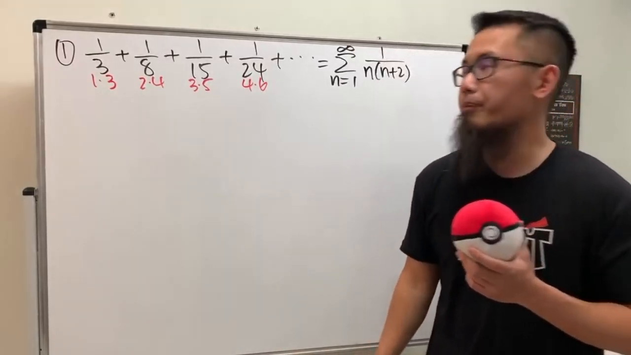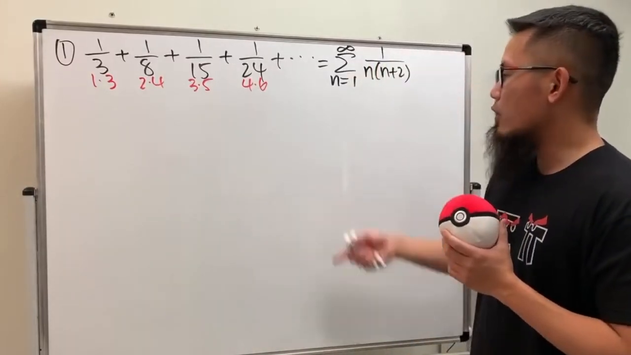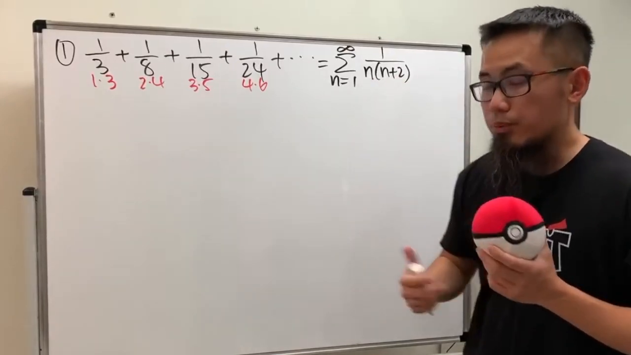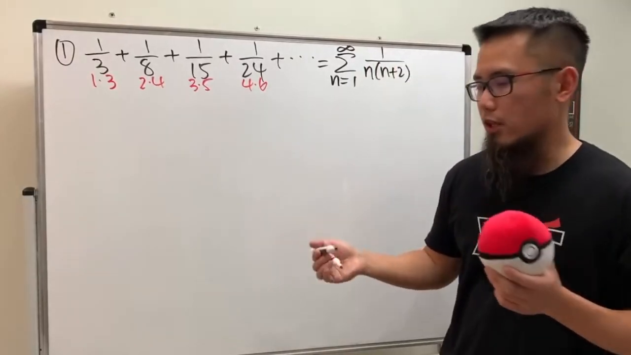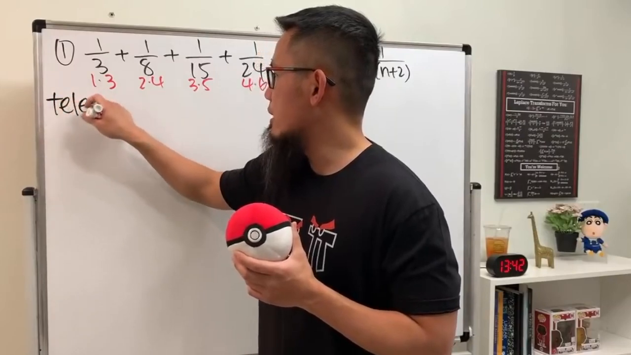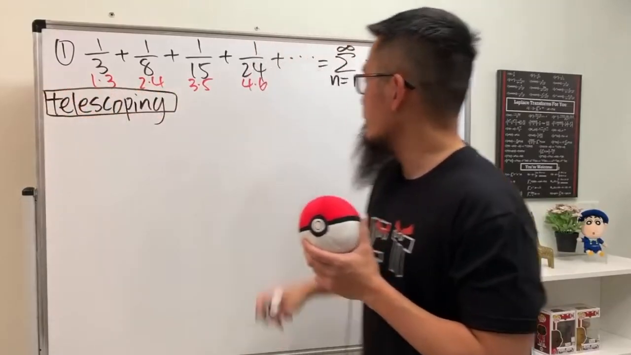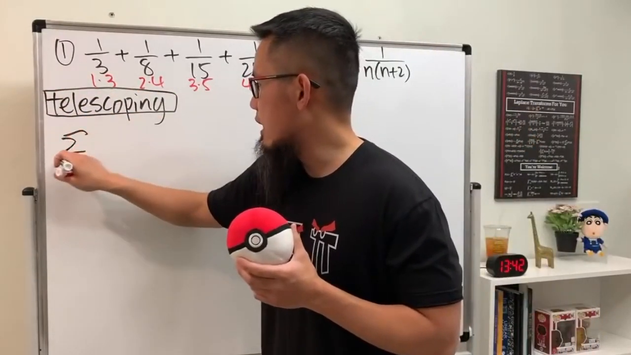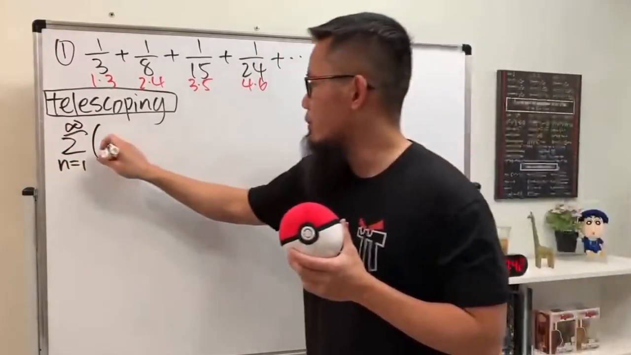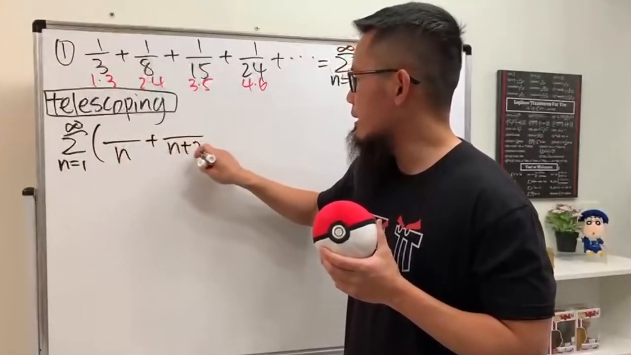Just like this guy right here. This is my scary sigma picture. But anyway, first notice that for the bottom here, we have n times n plus 2. So we can just do partial fractions. And again, we can actually use a telescoping series for this. So let's do the telescoping right here real quick. This is the telescoping approach. I'm going to write this down right here. This is the sum as n goes from 1 to infinity. We have two denominators, and you know this is going to be blank over n plus blank over n plus 2.